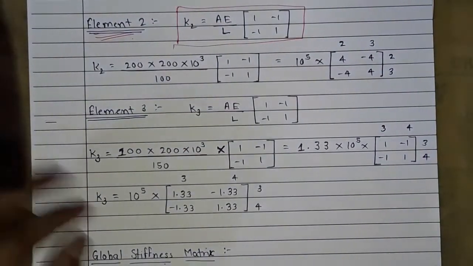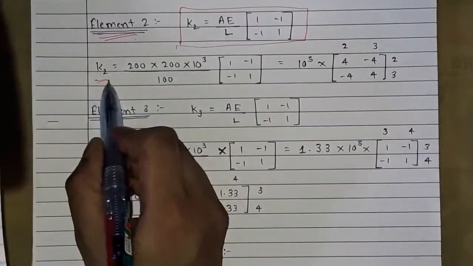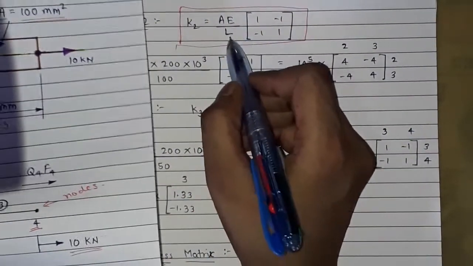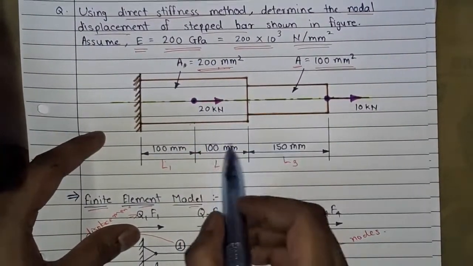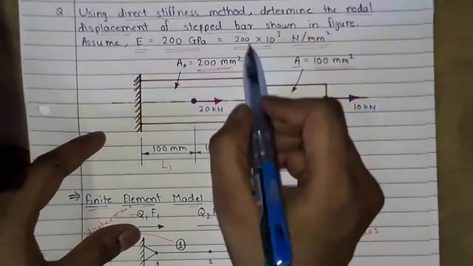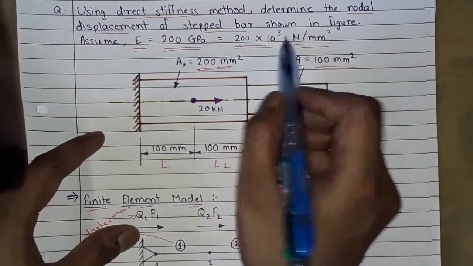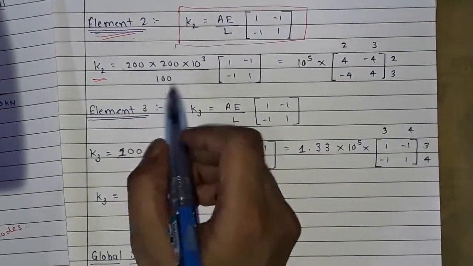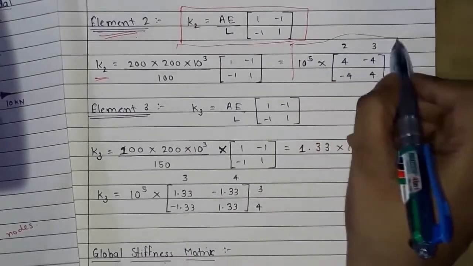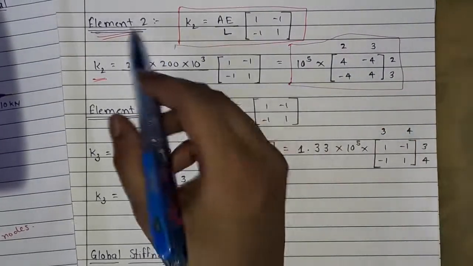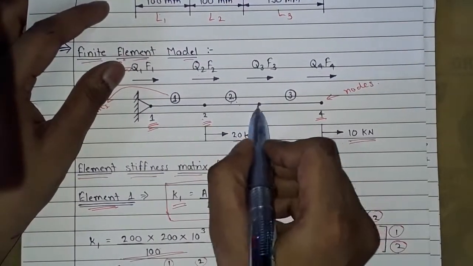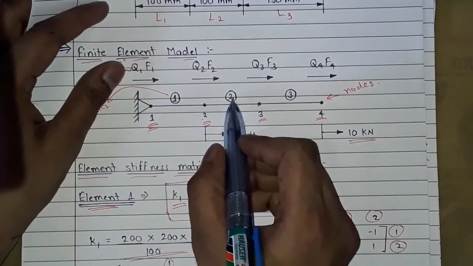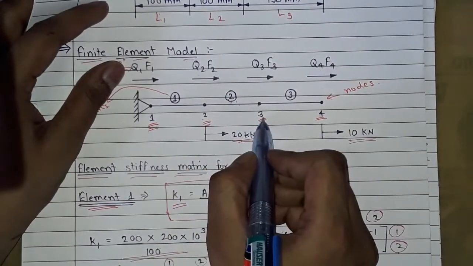Now for k2 value, we need again area, Young's modulus and length. Here the area is the same as element number 1, as it is a part of this bar. Length is 100 mm and E is 200 into 10 raised 3. That is, the equation becomes the same as the first element, so our matrix will be the same as element number 1. And as we have considered the second element, that is this one, it consists of nodes 2 and 3.